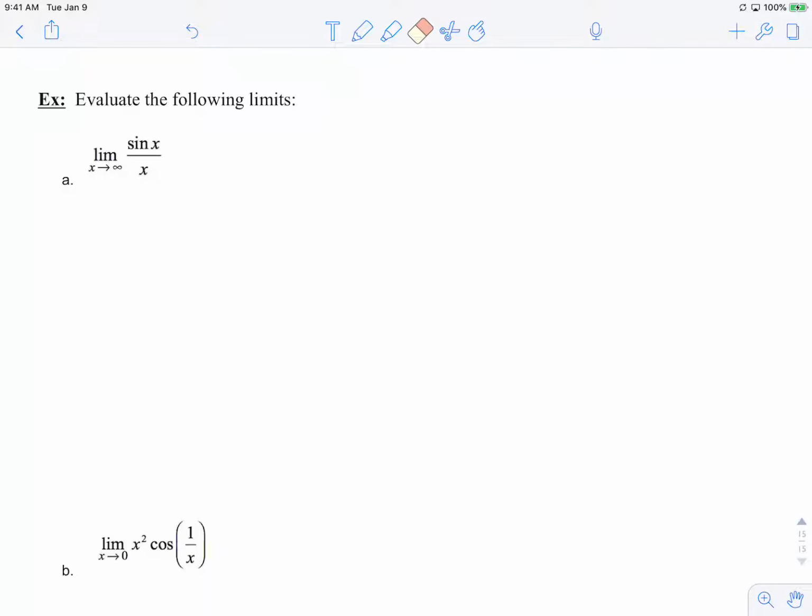All right, let's try another example of a trig limit that is easier to evaluate using the squeeze theorem. So remember, I want to bound this function in between two other functions. So I'm going to start with that trig function, bounding it. I know that sine x is between -1 and 1 for all x values.